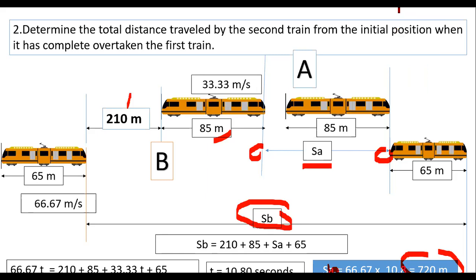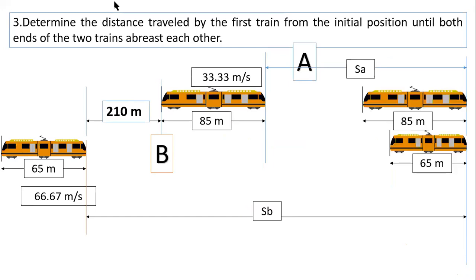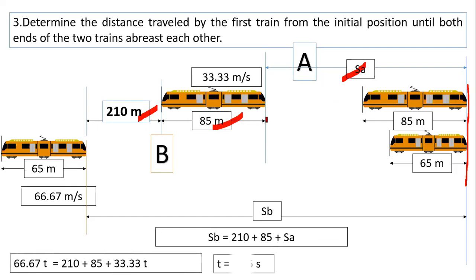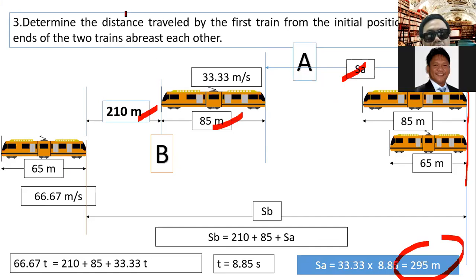Okay, so same question, that is the first train. When the first train will reach, both ends are abreast of each other, so they are in this appearance. They reach the same level or same distance, the same point I should say. So SB is just equal to 210 plus 85 plus SA. Okay, 210, 85, and then SA. We can compute the value of T again. Thus, we can compute the distance of A, or the first train, which is equal to 295 meters. Okay, so is it clear now? We can move to curvilinear translation.